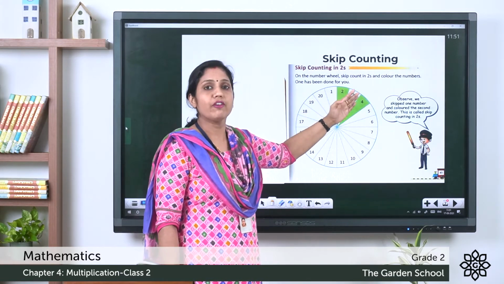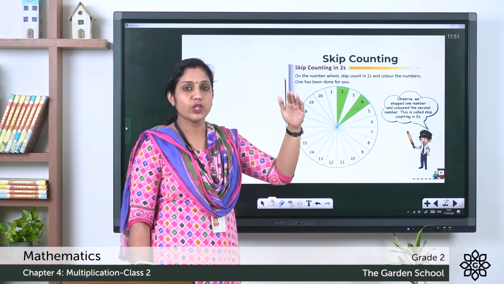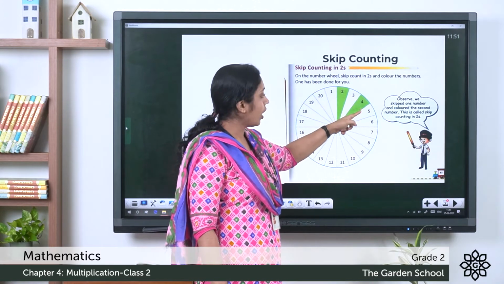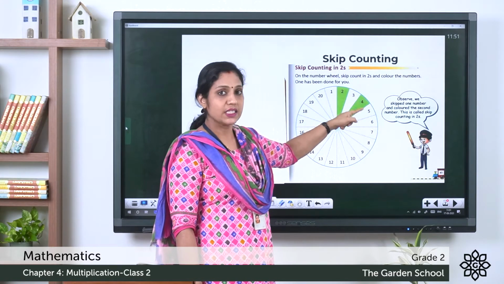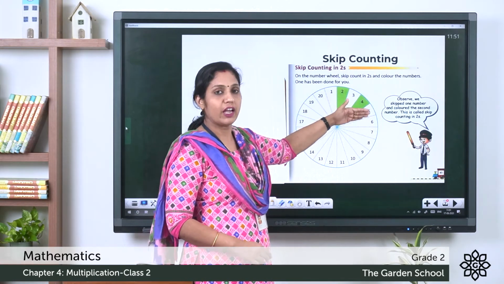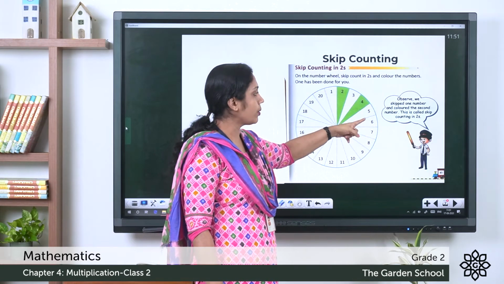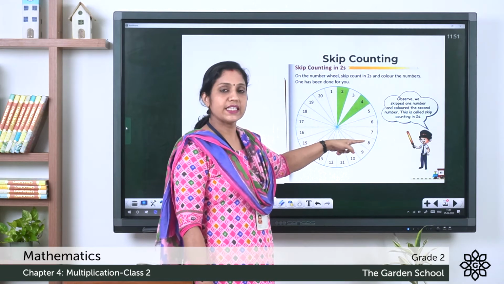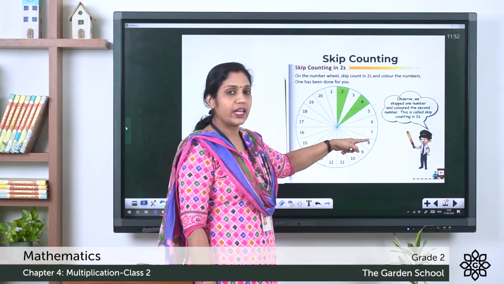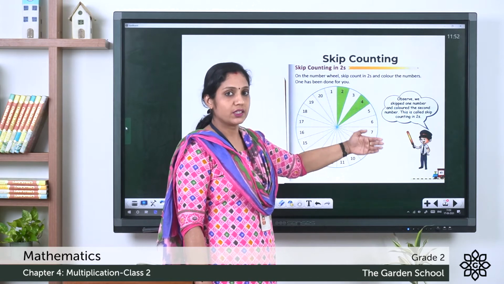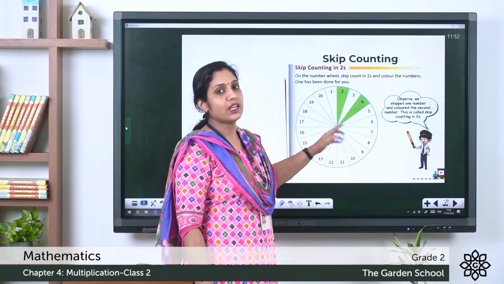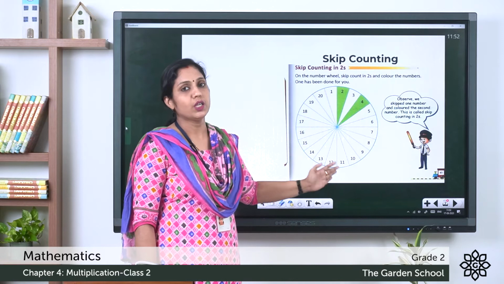So, from 4, we have to count 2. Because it's skip counting in twos, we have to move forward with the number 2. So, from 4, 1, 2. We reach the number 6. So, we have to color the number 6. From number 6, we have to again move forward 2 numbers. So, from 6, 1, 2. We reach the number 8. So, the next number to be colored is 8. From 8, again 2 numbers to be skipped. So, from 8, 1, 2. We reach the number 10. Likewise, you can color the rest of the wheel.